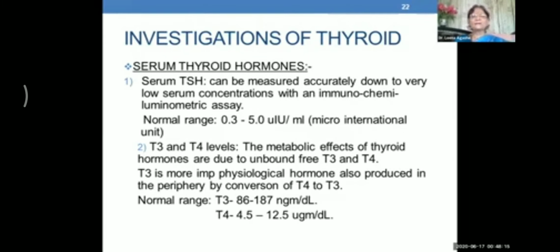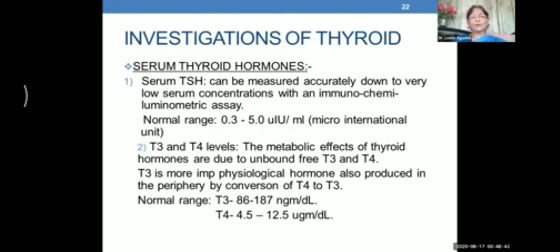Serum TSH can be measured accurately down to very low serum concentrations with an immunochemiluminometric assay. Normal range is 0.3 to 5 micro international unit. T3 and T4 levels: the metabolic effects of thyroid hormones are due to unbound T3 and T4.